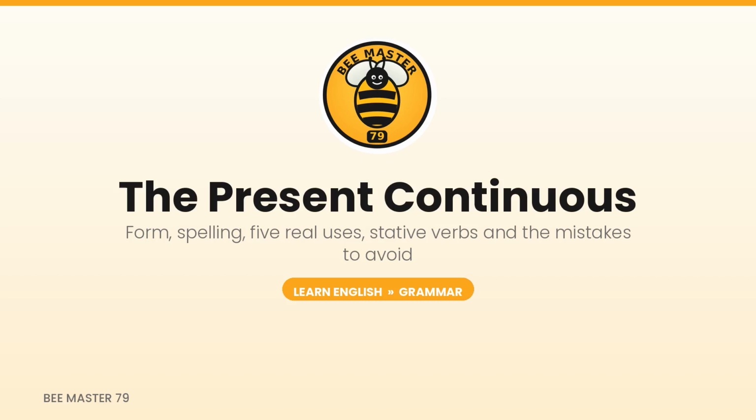Welcome to Beemaster 79. In this lesson we are going to master the present continuous from top to bottom. We will cover how to build it, how to spell the ing form, the 5 situations where English speakers actually use it, the verbs that refuse to take it, and the mistakes that cost learners marks.